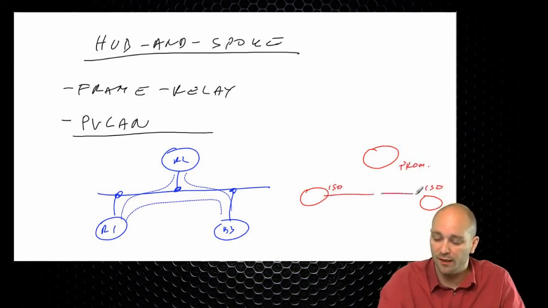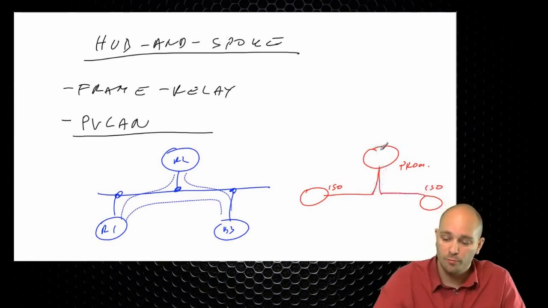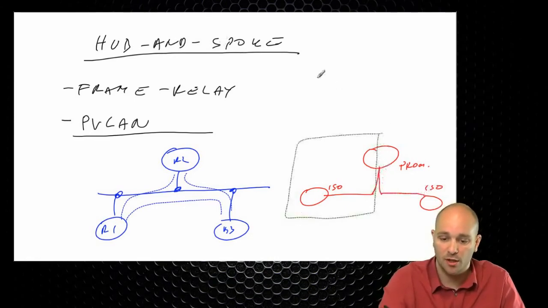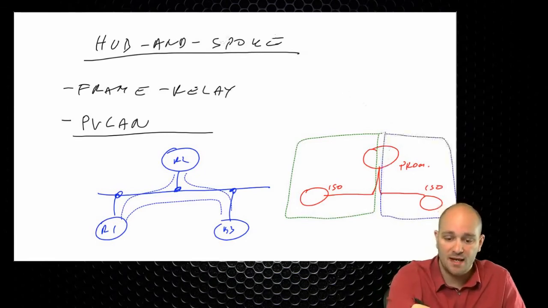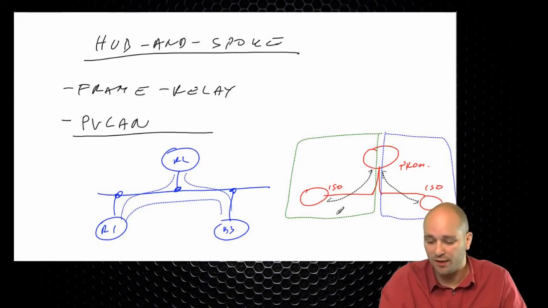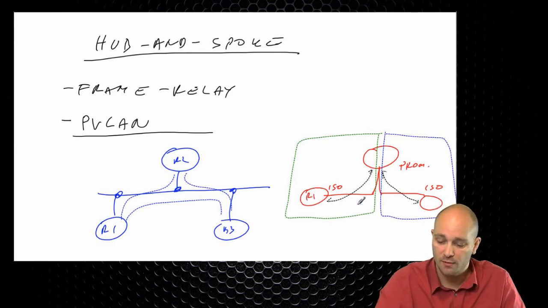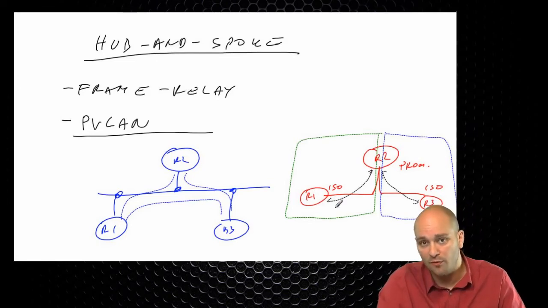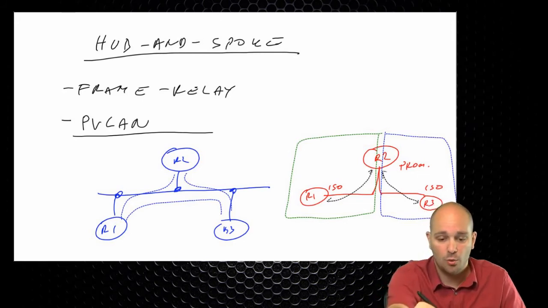What we are creating really is this. We are creating two broadcast domains. We have one broadcast domain here and we have another broadcast domain here. So these guys can freely communicate. So there is a free communication here and there is a free communication here. But this device cannot communicate to this one. So R1 and R3 cannot communicate.